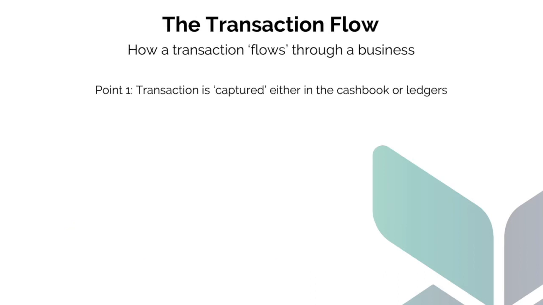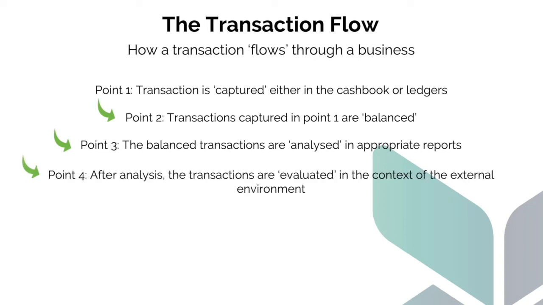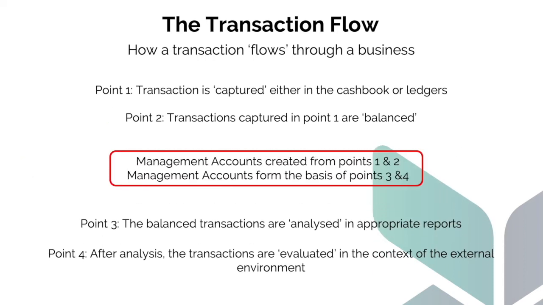So, the transaction flow we just talked about. Point 1, the transaction is captured either in the cash book or the ledgers. Point 2, the transactions we've captured in point 1 are balanced. Point 3, the balanced transactions are analysed. And point 4, after analysis, the transactions are evaluated in the context of the external environment. So put simply, the management accounts are created from points 1 and 2, and the management accounts form the basis of points 3 and 4.